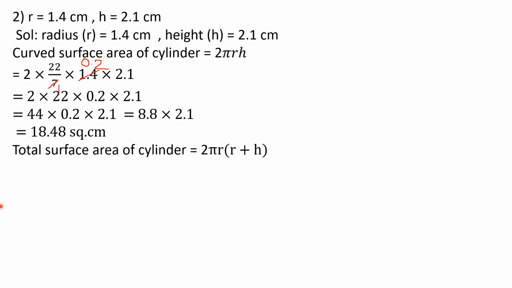Now student, we will find out total surface area. Now total surface area of cylinder equal to 2 pi r into bracket r plus h. So we'll substitute the values. So that is equal to 2 into, in place of pi you'll write down 22 upon 7. Then r value is 1.4, so into 1.4, bracket, r is 1.4 plus height is 2.1. So we'll write 2.1 and close the bracket. Now student, we'll cancel here also. 7 ones are 7 and it will become 0.2.